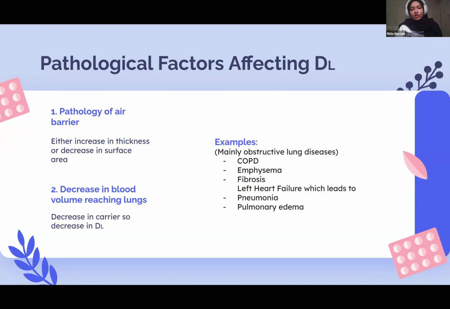Secondly, a decrease in blood volume reaching the lungs. If there is less volume reaching the lungs, there are fewer carriers for oxygen molecules. So obviously this will again affect diffusion capacity. These are just some examples of the different diseases that can affect diffusion capacity. You don't have to memorize them. It's just for your information.